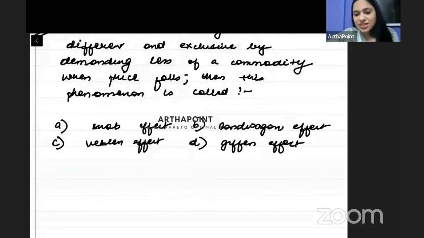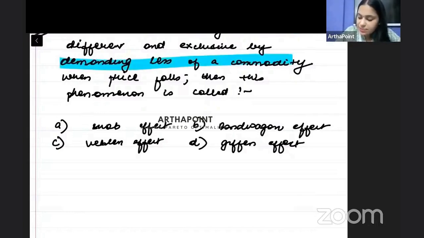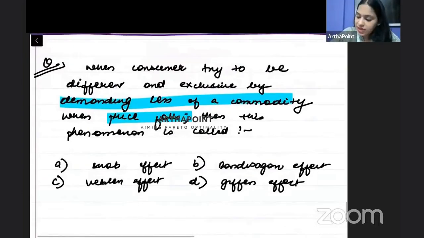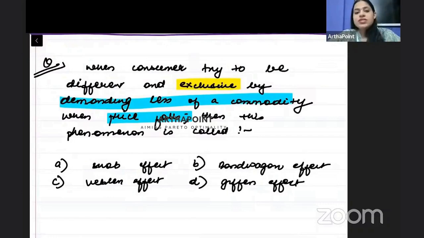So it is saying that the consumer wants to be exclusive. Beta, please, don't go with the idea that demand is less when price falls. Definitely not Giffen effect. The word exclusive has been used, and the word exclusive only comes when we talk about the snob or Veblen effect. Whenever we talk about snob or Veblen effect, that is when we use the word exclusive.